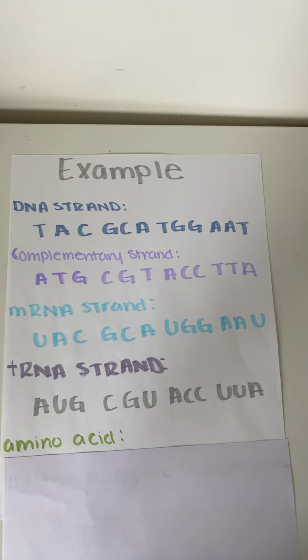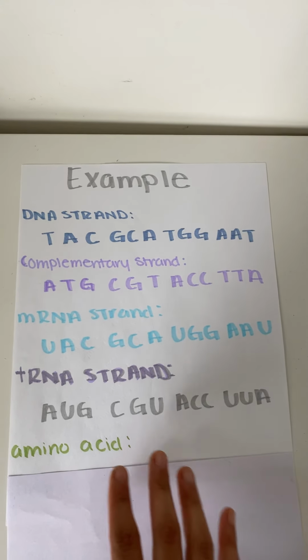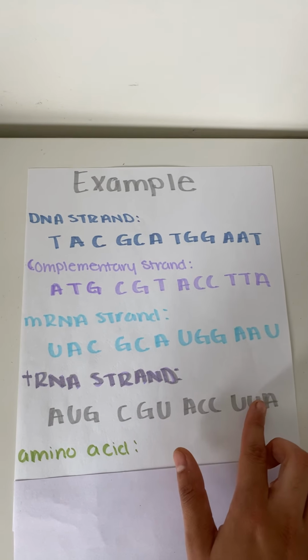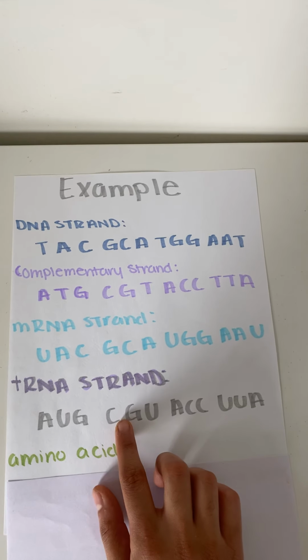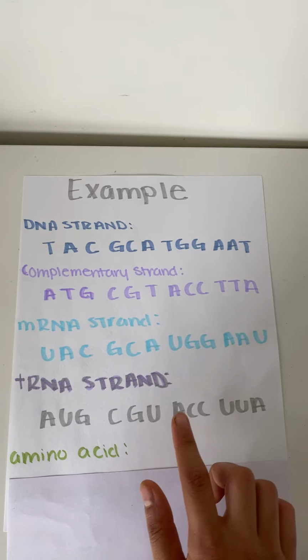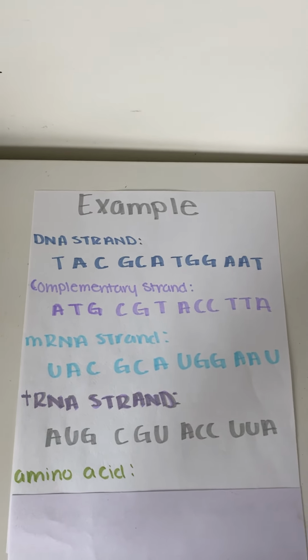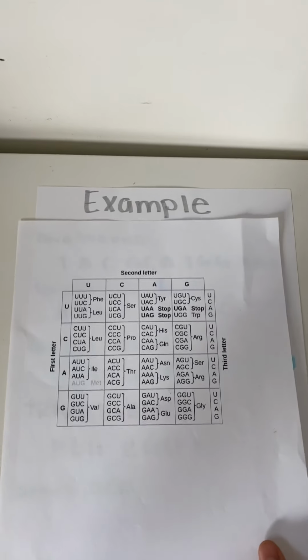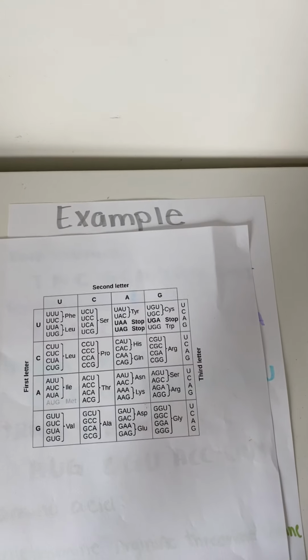So you will use the amino acid chart to find the amino acids in all of these codons. A codon is every 3 letters, so AUG, CGU, ACC, and UUA. In this strand, there are 4 codons. The chart will look something like this. There's also one that has a circle, but in this case, we'll be using the square one, right? So we will put this on top.